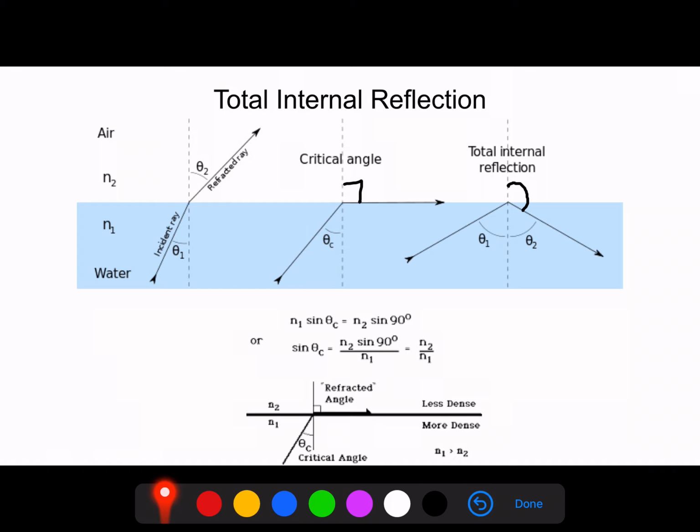The derivation basically just starts with the law of refraction, Snell's law, and plugs in this value, 90 degrees, on the right-hand side of the equation. This is our critical angle. Now, we know that the sine of 90 degrees is simply 1, right? So this simplifies. If I solve for the critical angle, this tells me that the critical angle is always going to be equal to the inverse sine of n2 over n1.